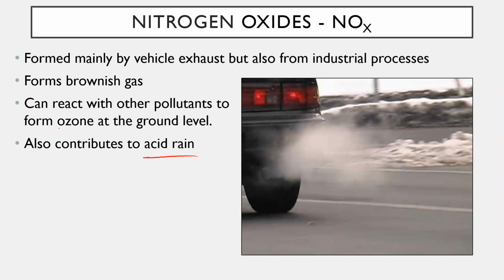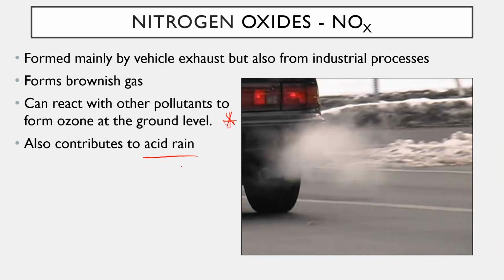I'm getting ahead of myself here. But the other thing it can do is react with other pollutants to form ozone at the ground level. We'll talk about this point in a little bit. Ozone is another one of the gases we're going to analyze today. We'll talk about why having ozone at ground level would be such a bad thing. But again, just like the other one, it can also contribute to acid rain.